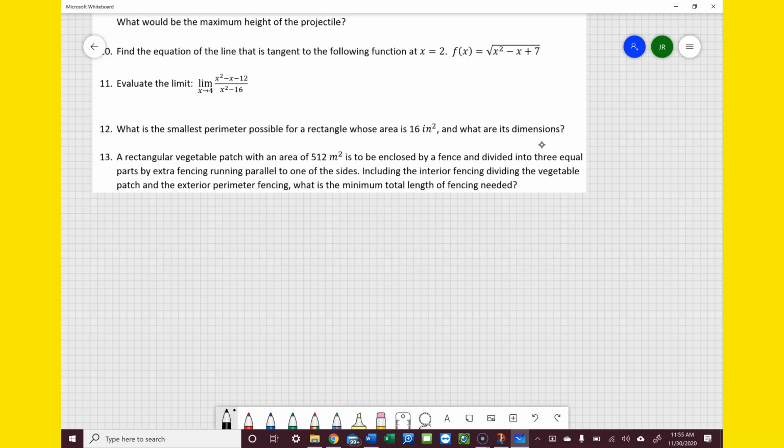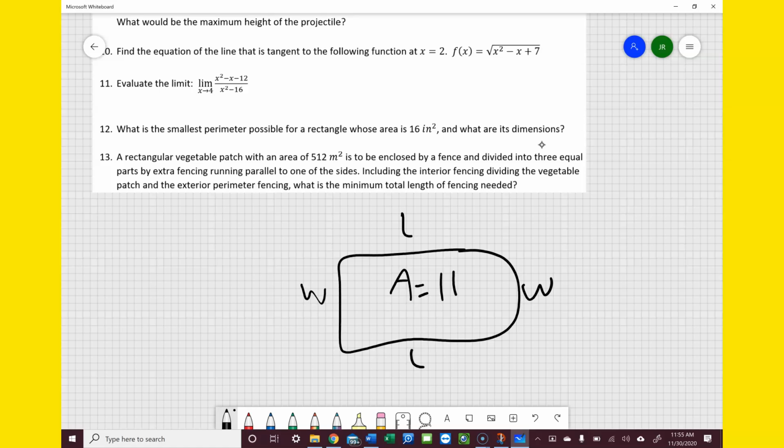All right, number 12: smallest possible perimeter for a rectangle whose area is 16 inches. Okay, so we have this rectangle, and it has a length and a width, and we want the area to be 16. That means length times width equals 16. But we're trying to minimize the perimeter.